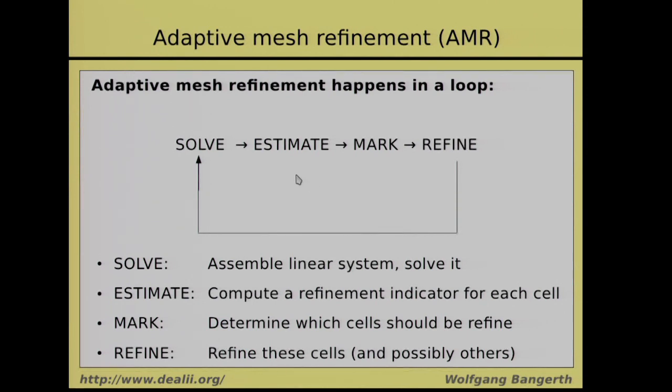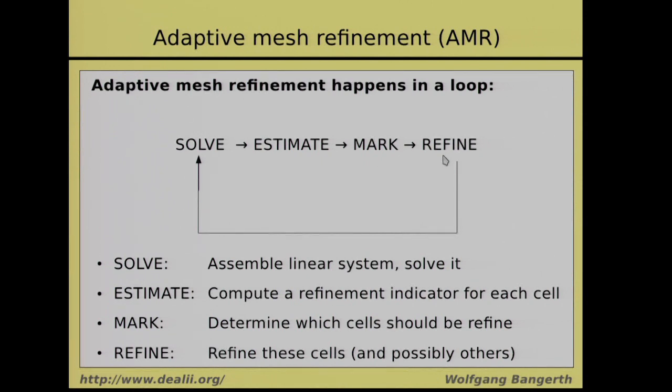So we solve the equation. That's what I've shown you in many of the previous lectures. Given a mesh, you assemble a linear system, and you solve it. And then in the previous lecture, I showed you how to estimate the error, that means to compute some kind of refinement indicator on every cell. Then the next step is what we call mark, and that's the purpose of this lecture. So which cells do you want to mark for mesh refinement?